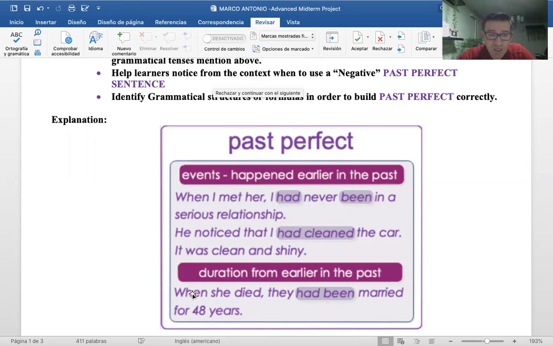Okay, if we just read an example: when I met her, I had never been in a serious relationship. So both actions took place in the past, but the second one, the one which has had plus a verb in past participle, is in past perfect and shows us that event happened before the other event, and both of them happened in the past. In the second example, we can notice, he noticed that I had cleaned the car, so it was clean and shiny. So first I cleaned the car, then he noticed that it was clean and shiny, okay?